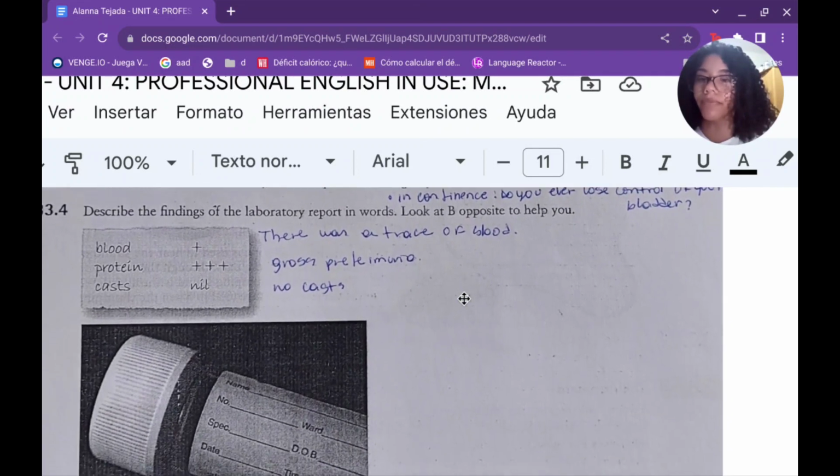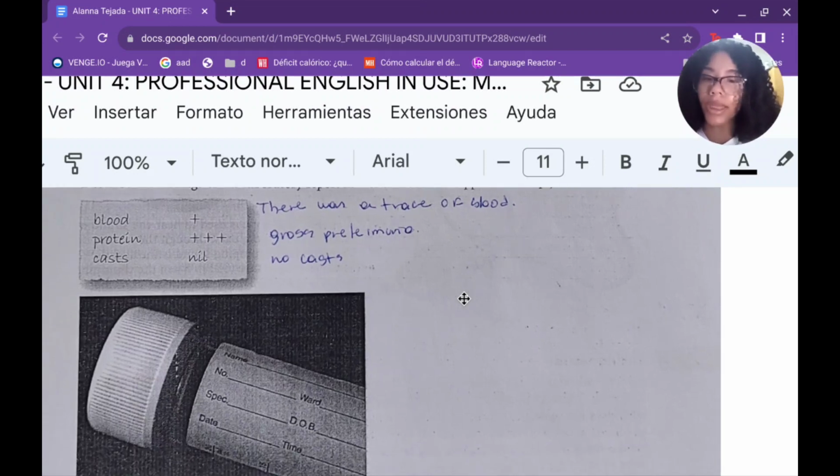3.4 Describe the findings of the laboratory report in words. Look at B opposite to help you. There was a trace of blood, and no casts.